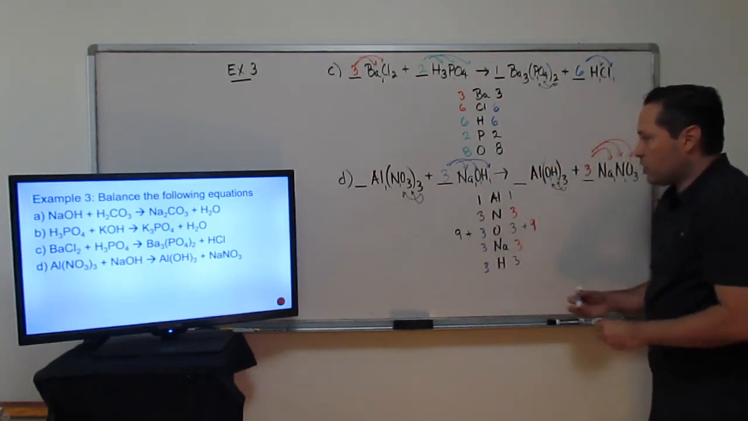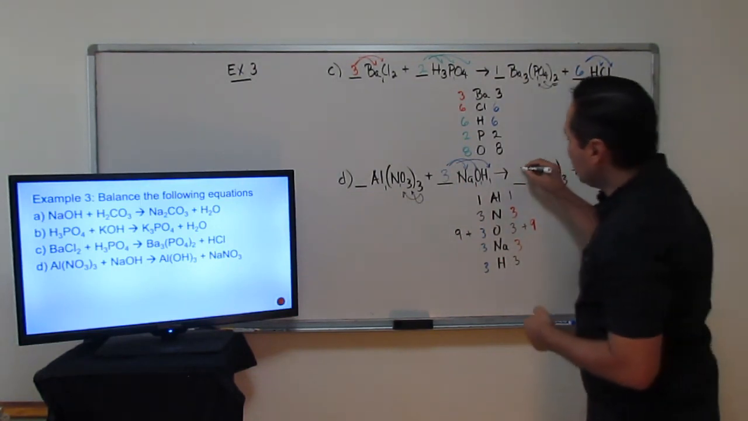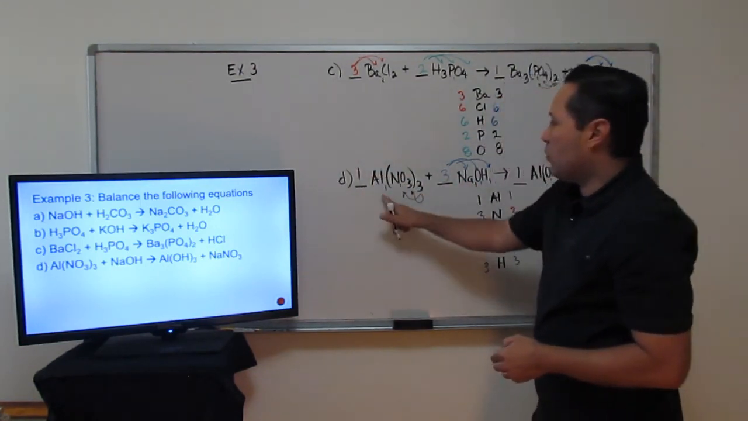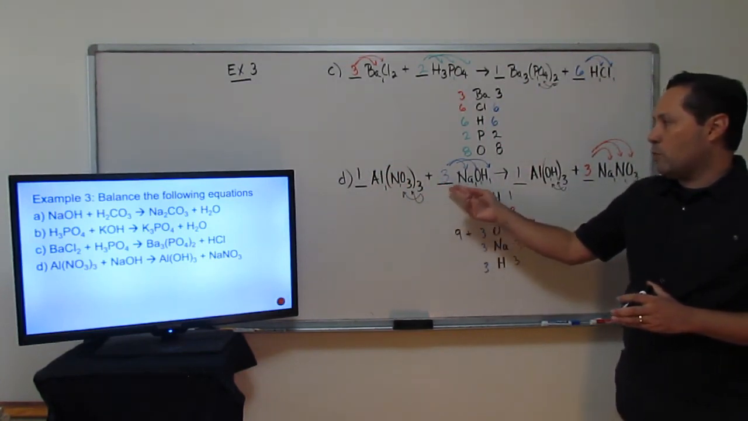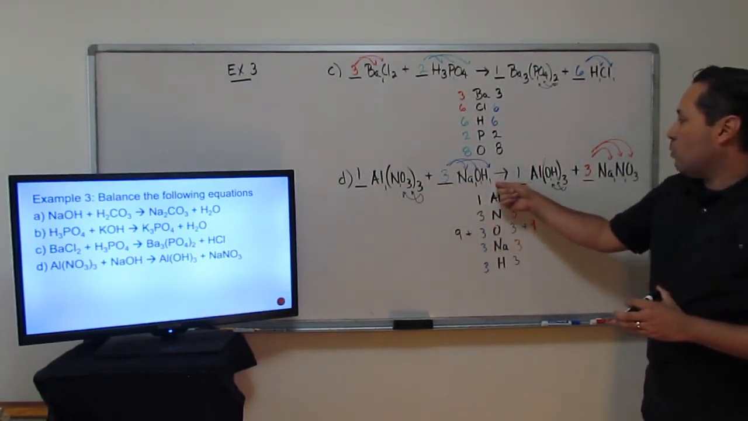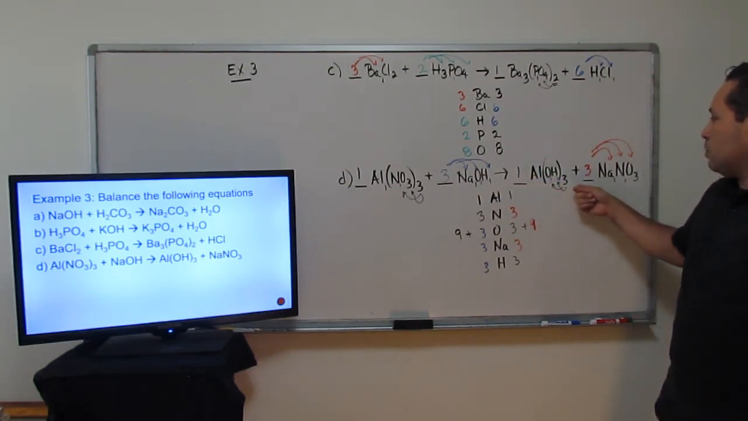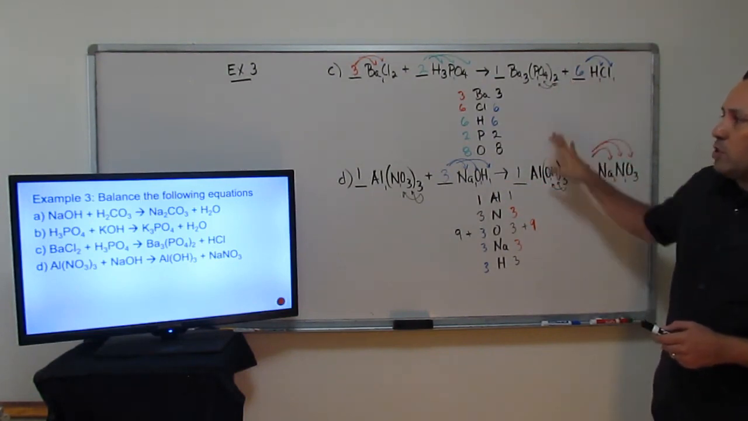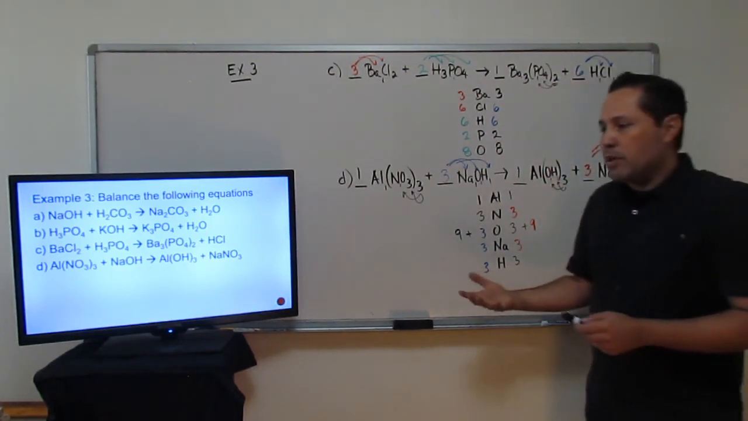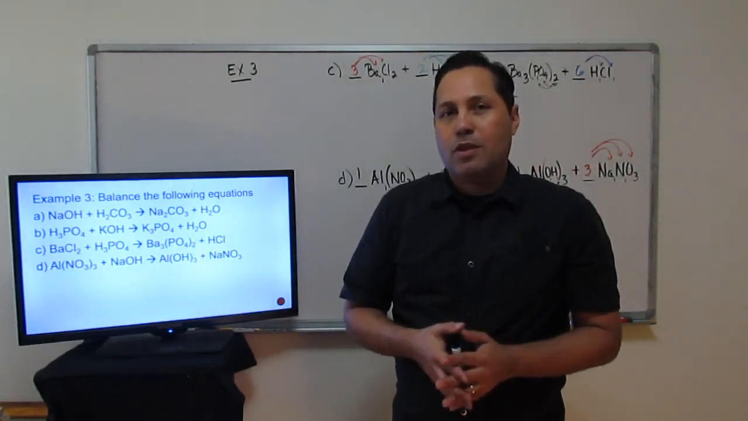Now notice every single number is balanced out. The blanks are 1s. Let's put a 1 here and a 1 right there. So for every 1 molecule of aluminum nitrate, you're going to require 3 molecules of sodium hydroxide. And that will yield as a product 1 molecule of aluminum hydroxide plus 3 molecules of sodium nitrate. So those are the balanced equations for letter C and D. And that brings us to the end of the lesson for week 13 of chemistry. Thank you so much for watching.